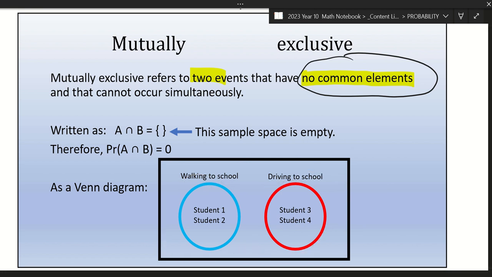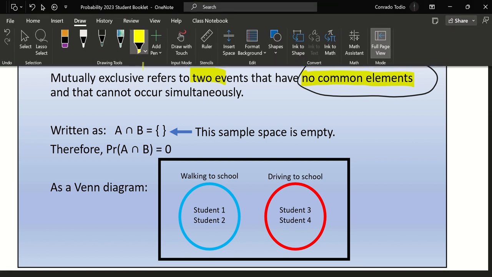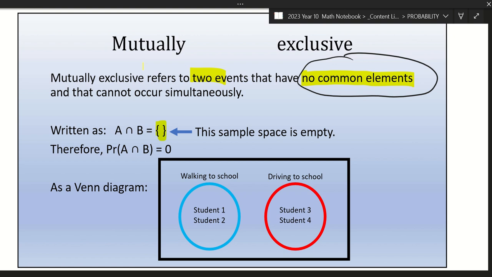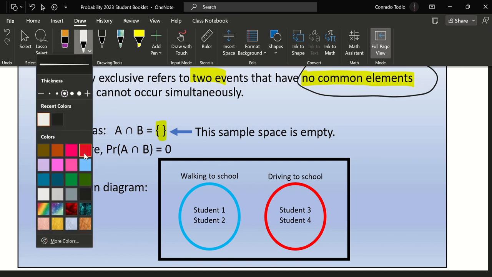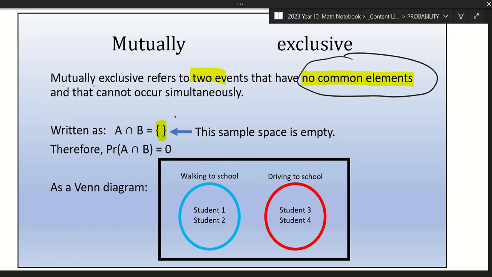Now, in terms of notation and how we represent that, over here is what you probably need to be copying in your booklets. This symbol means they're mutually exclusive. That little symbol. I'll color that in for you. So this symbol means mutually exclusive. Put that in there if you haven't already got it as a symbol. Let's make this red. Put that in there, please.